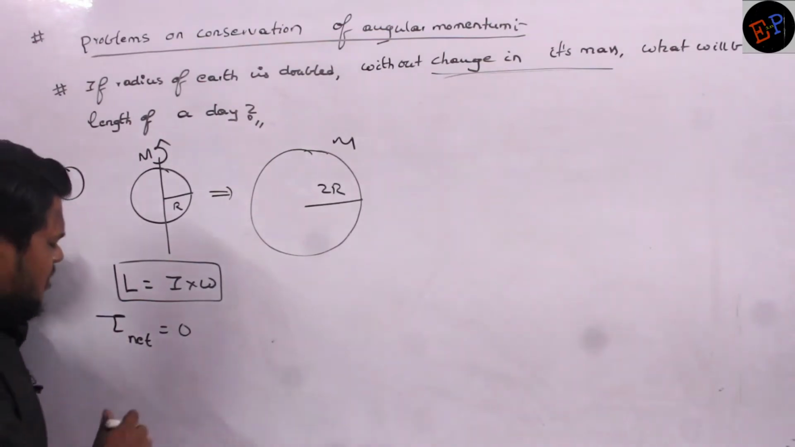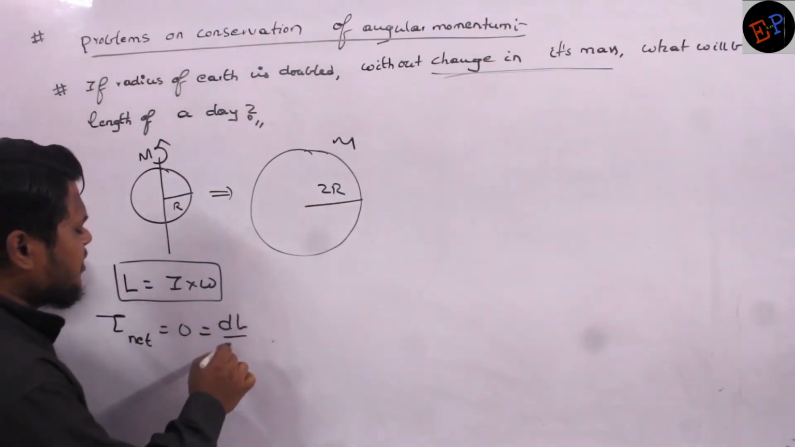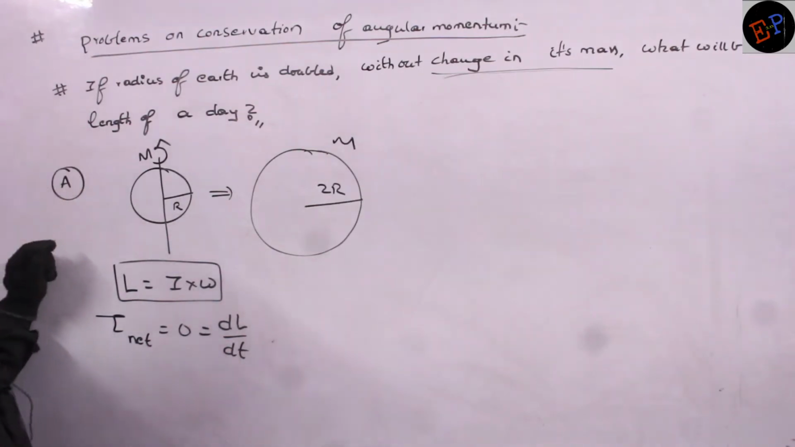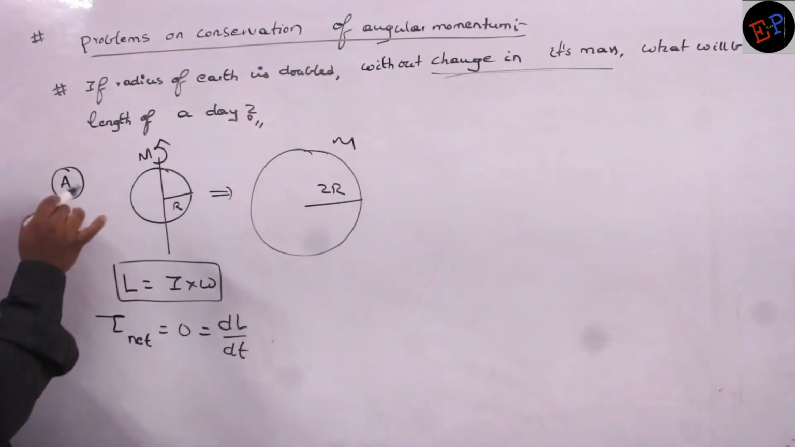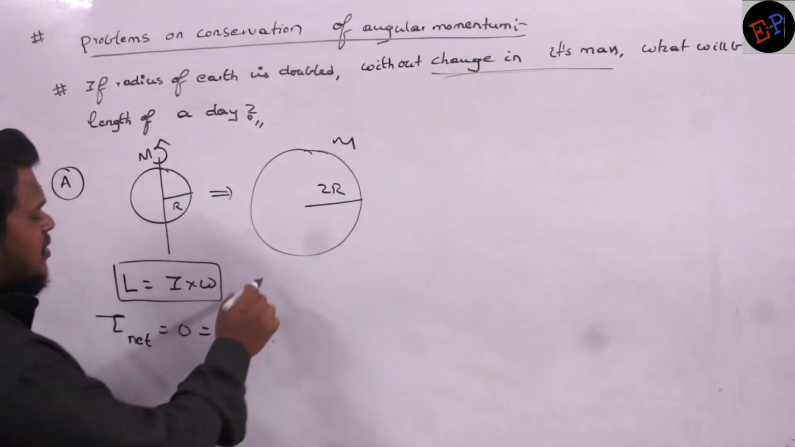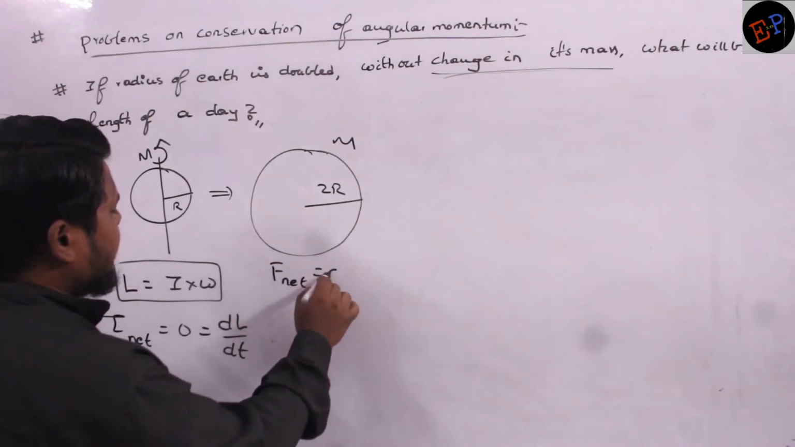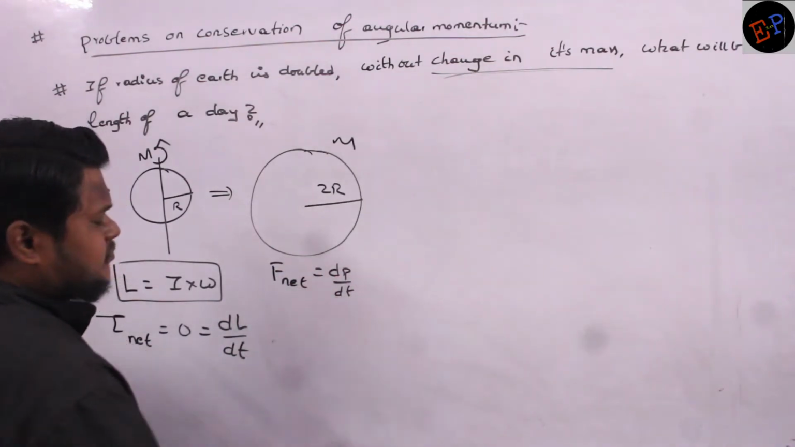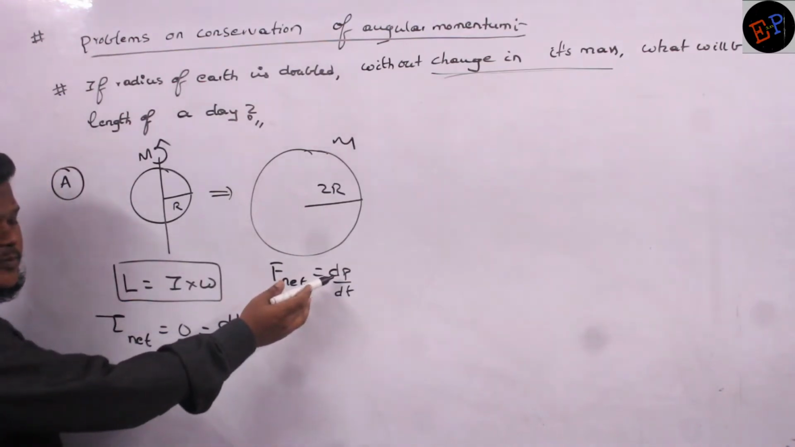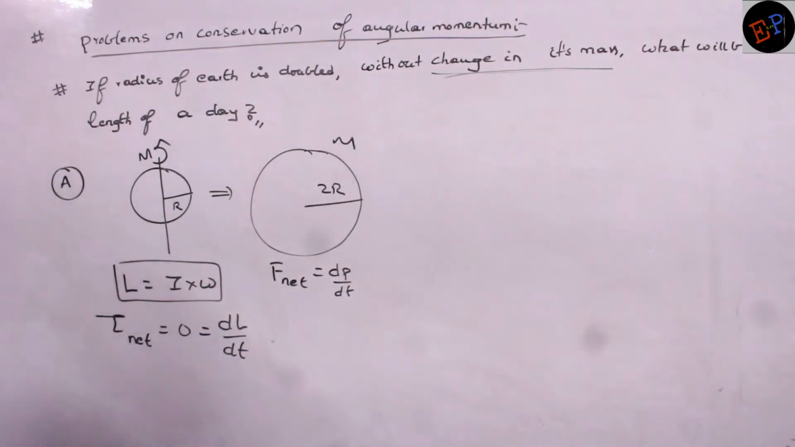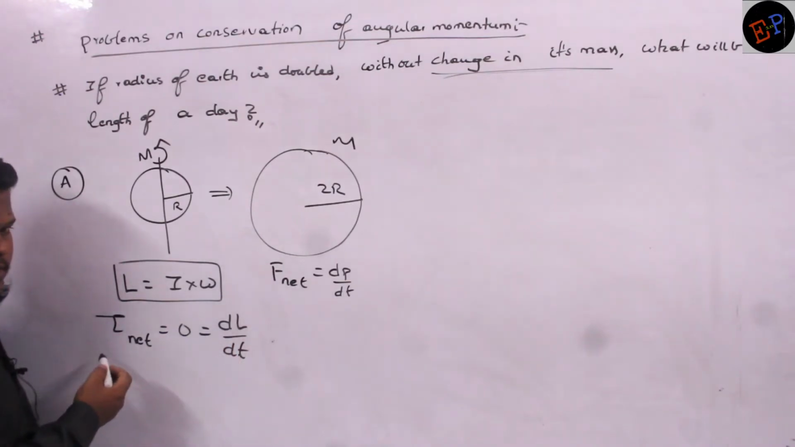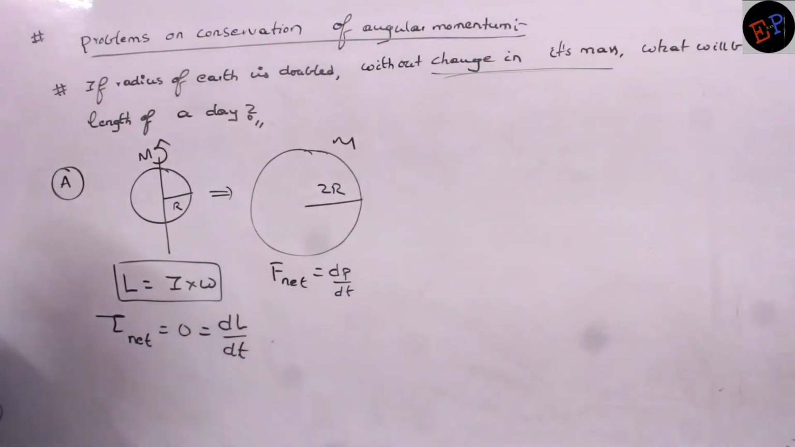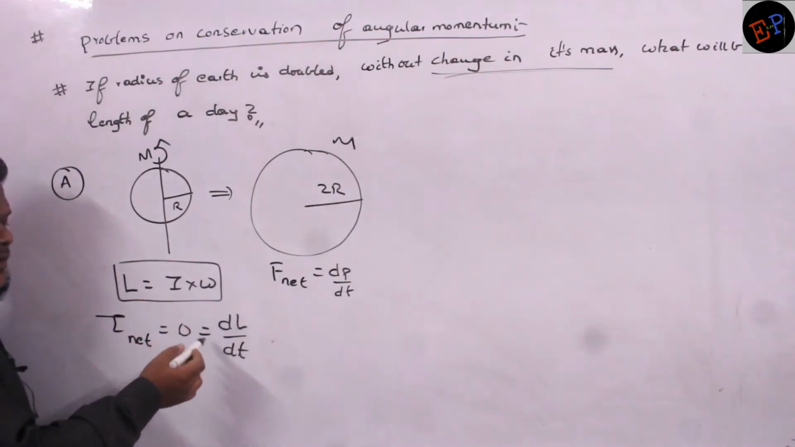If torque acting is 0, then dL by dt also should be 0, no? How did we get this relation? By analogy of Newton's second law. Do you remember? F net is equal to dp by dt. This is Newton's second law. Rate of change of momentum of a body is directly proportional to the net external force acting on the system. Similarly, rate of change of angular momentum is directly proportional to the net torque acting on a system. Clear? So therefore net torque is 0, dL by dt is also 0.